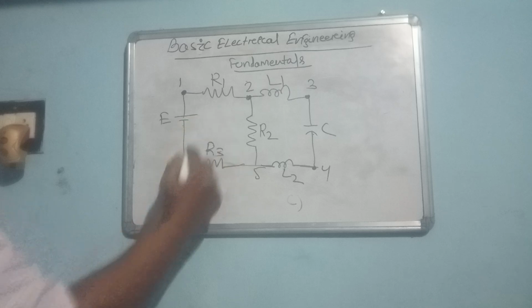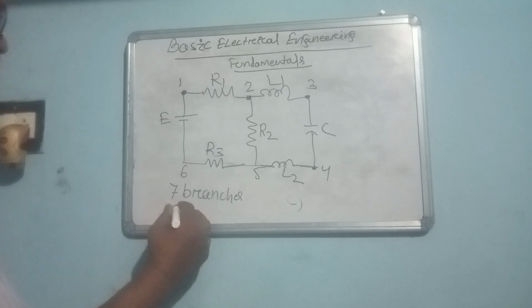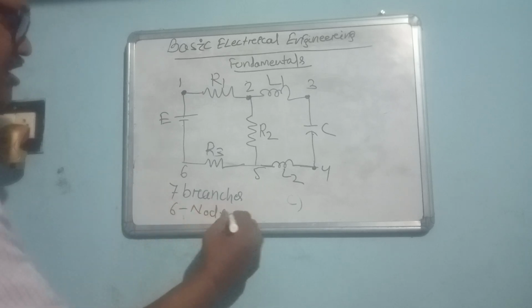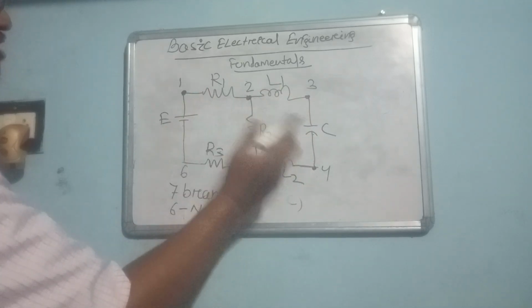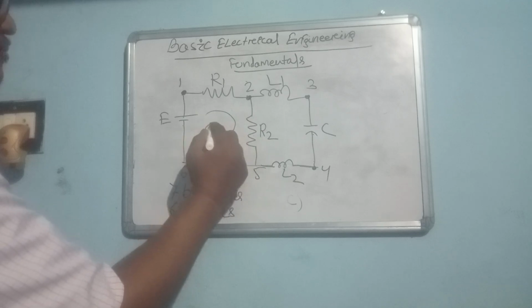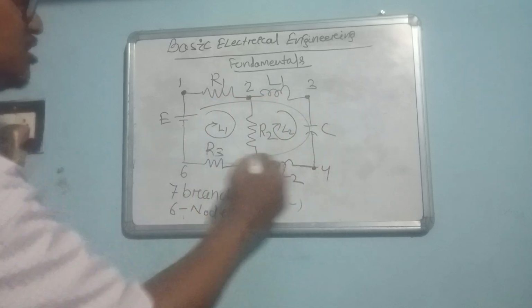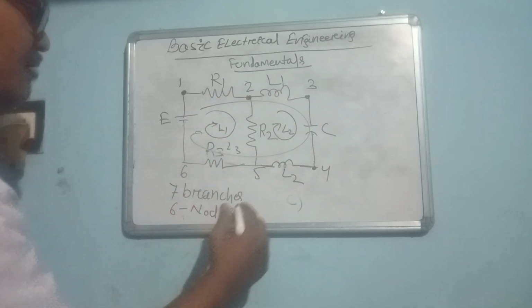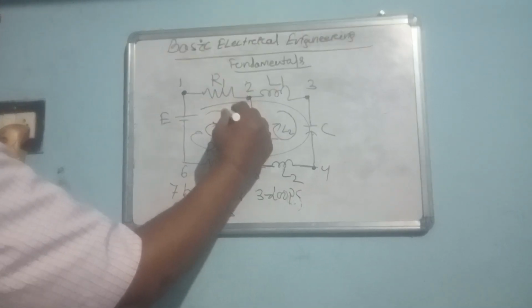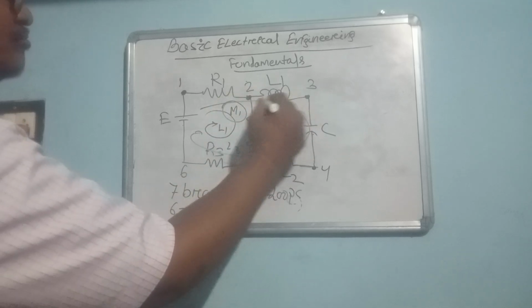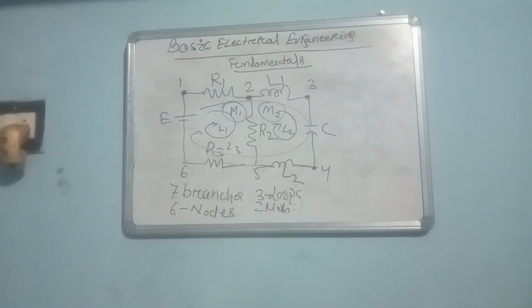And how many loops? 7 branches, 6 nodes, and you have loops. This is loop 1, this is loop 2, and this is loop 3. You have 3 loops, and you have 2 meshes. This is mesh 1, this is mesh 2.